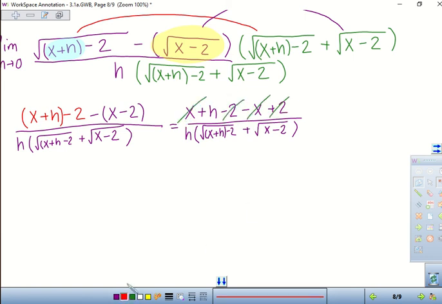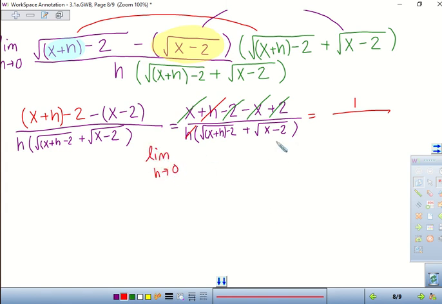And then, now that I have just h and I have an h down here, what can happen with the h's? They also cancel. And that leaves me with 1 over all this stuff. So you can write it out again. But remember, our goal is to take the limit as h approaches 0.